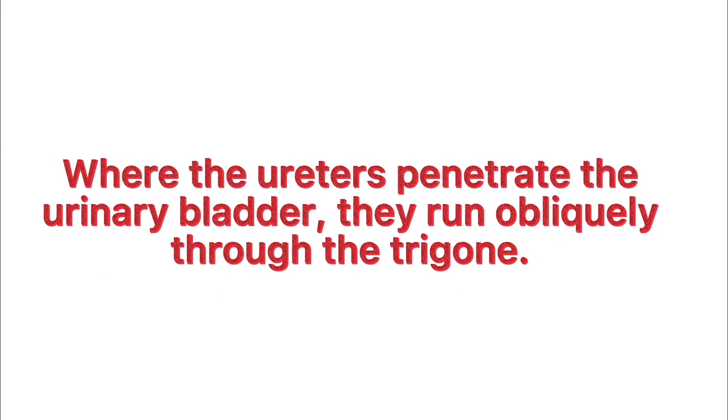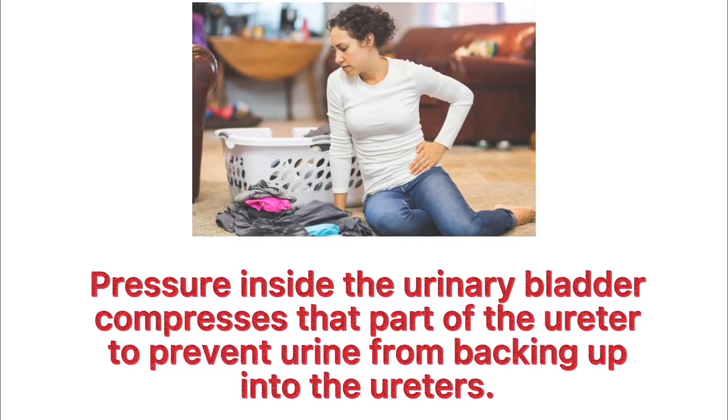Where the ureters penetrate the urinary bladder, they run obliquely through the trigone. Pressure inside the urinary bladder compresses that part of the ureter to prevent urine from backing up into the ureters.